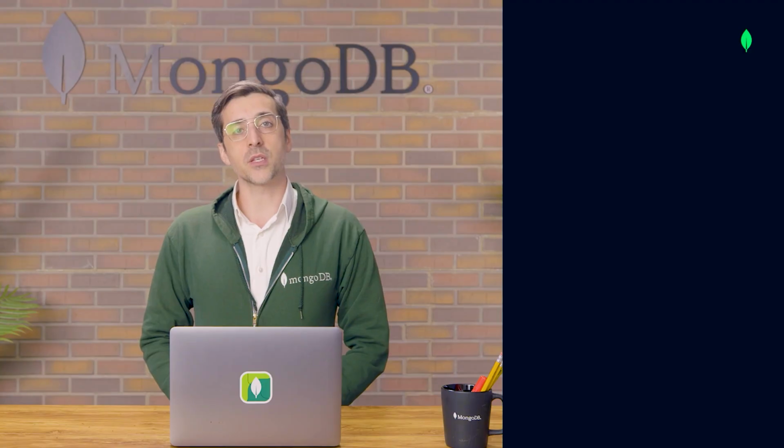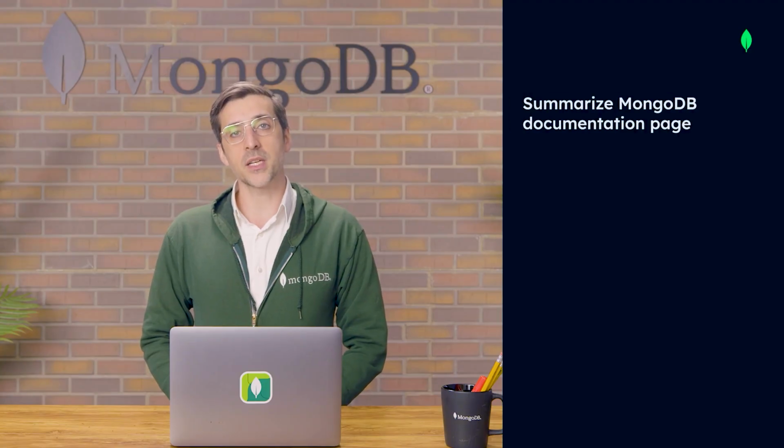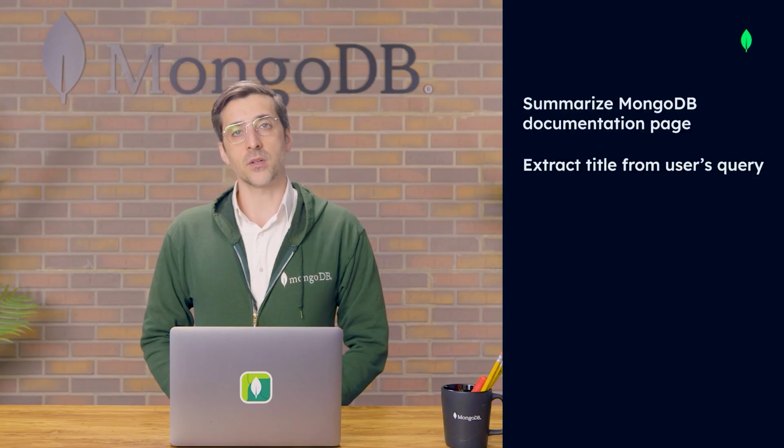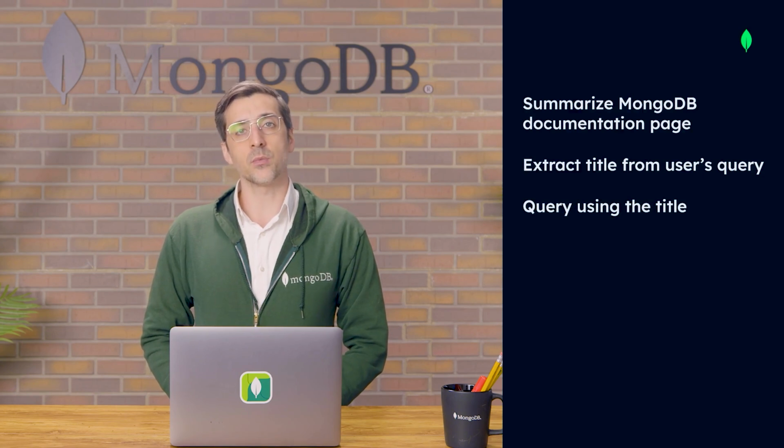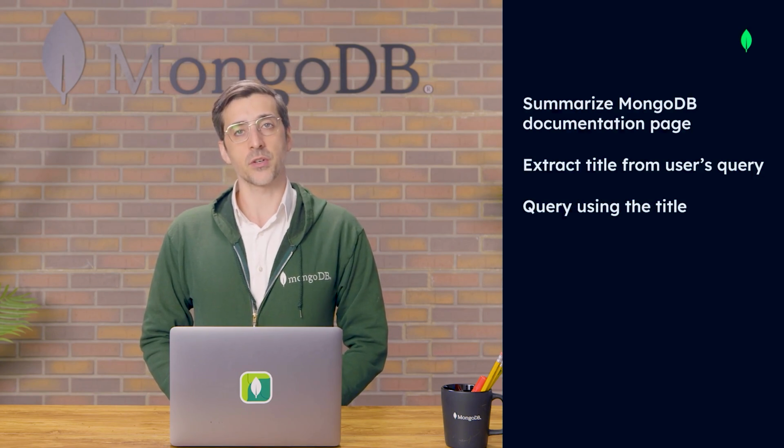Next, we want the agent to summarize particular MongoDB documentation pages. For this, we'll extract the page title from the user's query and perform a find query to return the entire docs page. Then we'll use an LLM to summarize the returned page.